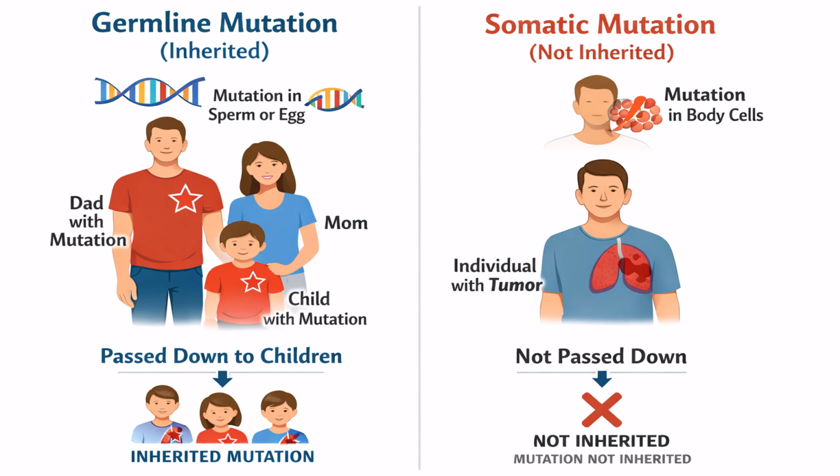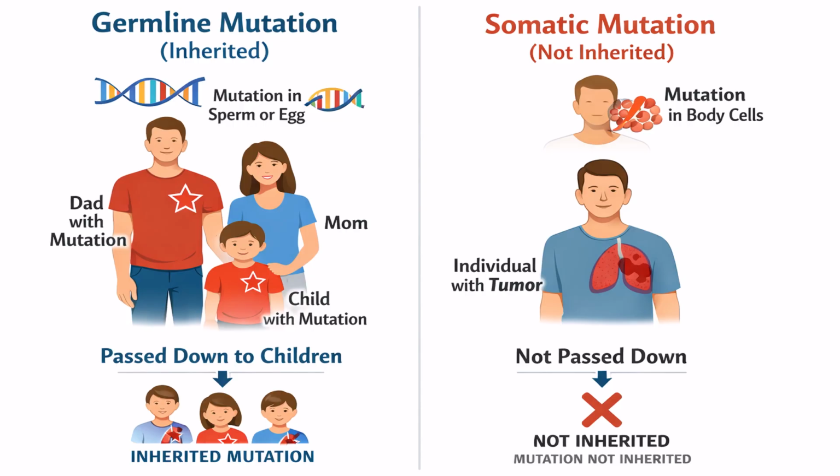Now let's take a look at this picture. This image shows us a germline mutation that is inherited. And it also shows us the side with the somatic mutation that is not inherited. So the germline mutation that is inherited is a mutation in the sperm or the egg. Well, dad has the mutation, mom does not have the mutation, but the child that they had together has the mutation. So that means it got passed down to the children.